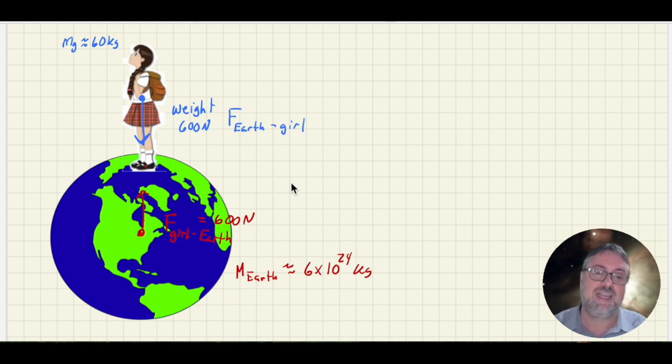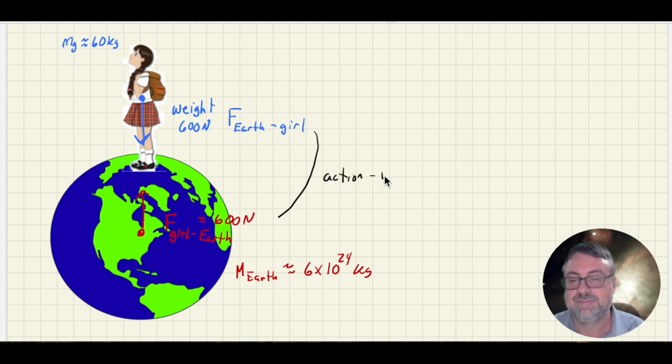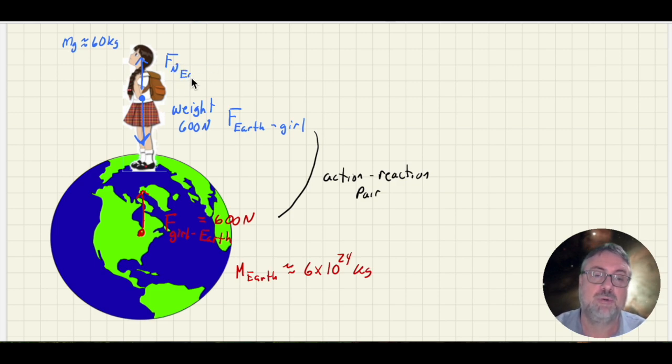But it's not just the two forces, the pull of the Earth and the pull on the Earth. These are our action-reaction pairs. But they're not the only forces in play. The surface of the Earth is also pushing up on the girl with a normal force. So this is the normal force, which is also from the Earth pushing on the girl.